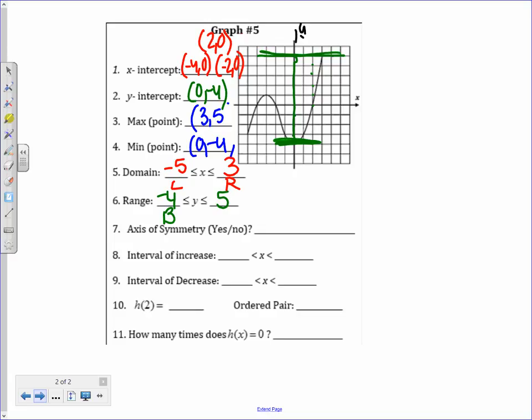Now, does this graph appear to have an axis of symmetry? No, it does not. There doesn't seem to be a place in the graph where it looks equal on both sides. Let's talk about intervals of increase and decrease here.